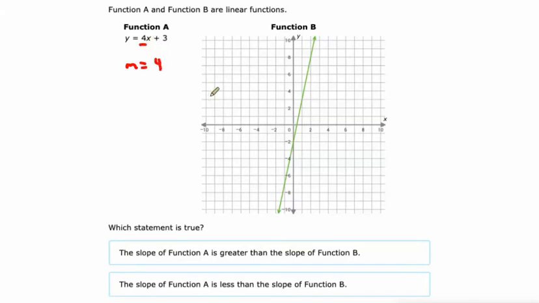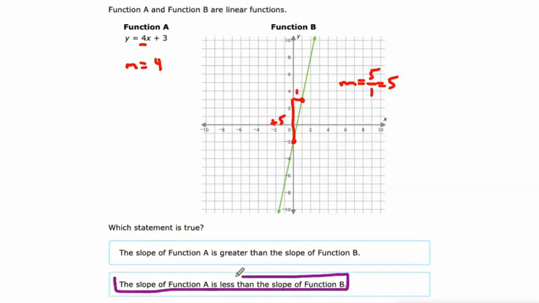It's that number right there. And the slope of function B, let's go right there from the y-intercept up here to this next point, and that's from -2 to 3. That's an increase of 5 as x went up 1. So m equals 5 over 1, or 5. So it's actually function B that's greater, or we could say function A is less than the slope of function B. So this is our answer here.